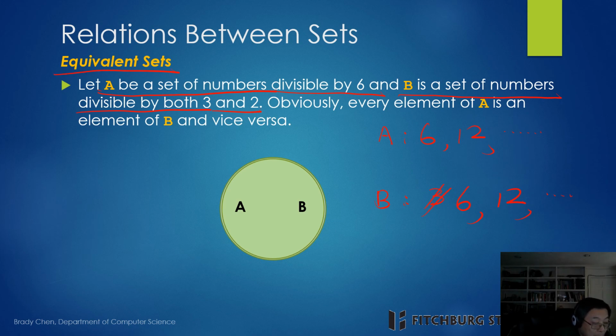Okay, so if we draw the diagram, we're going to say, okay, this is A. Now where's B? And this is B. So they're completely overlapped. Okay, so obviously every element of A is an element of B, and every element of B is also an element of A. So that's equivalent.